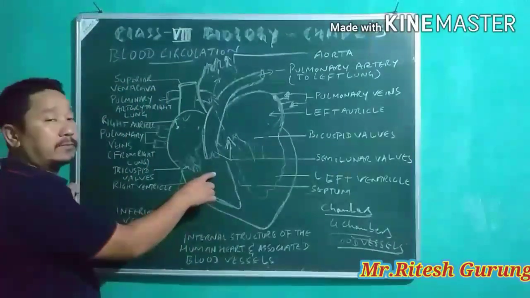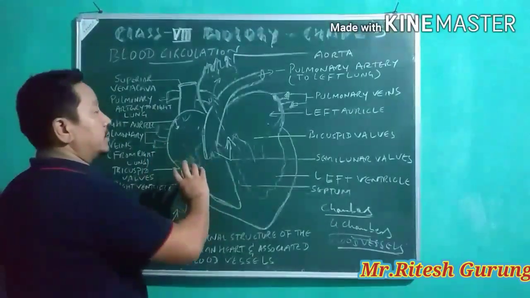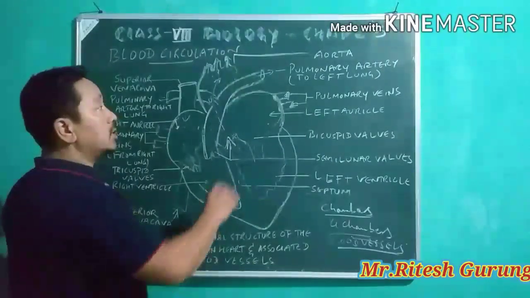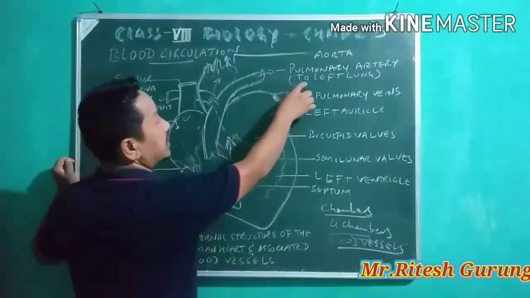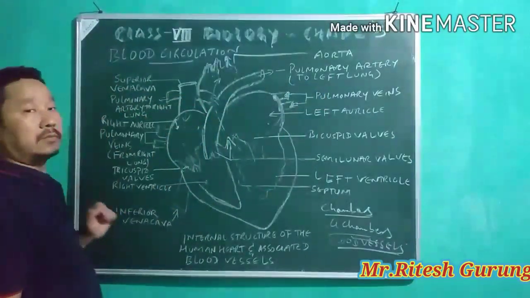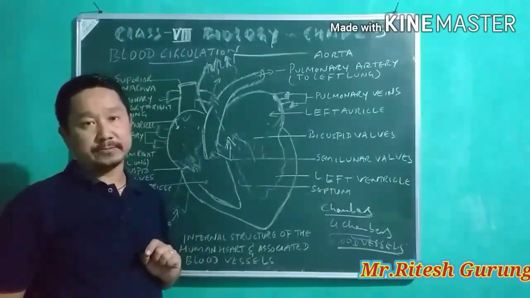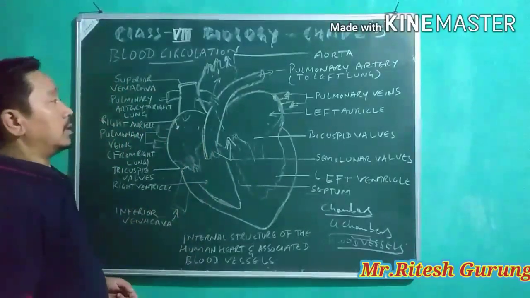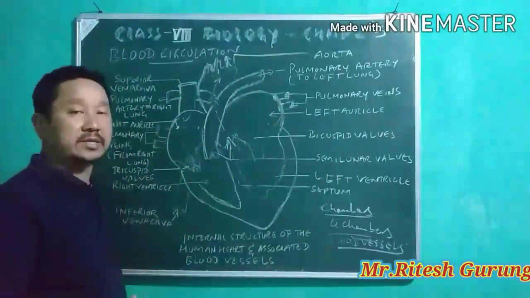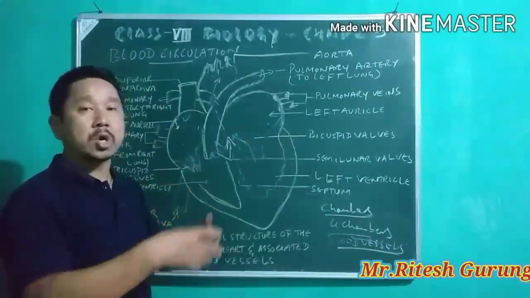Simultaneously, the impure blood from the ventricle is taken away to the lungs. This pulmonary artery will take it to the left lung, and the other pulmonary artery will carry the impure blood to the right lung. For what? For purification. Then once the blood is purified there in the lungs, again the process continues. This mechanism goes on.